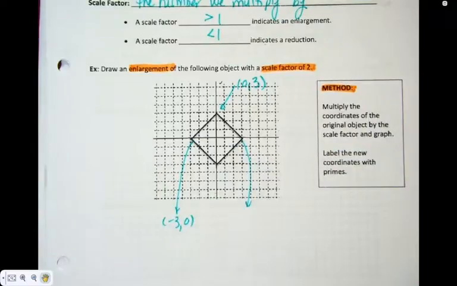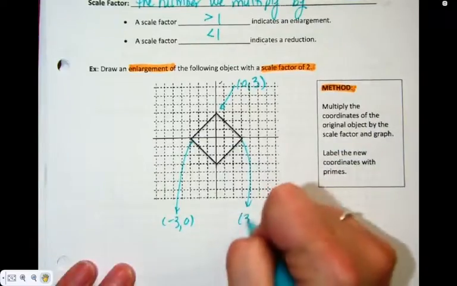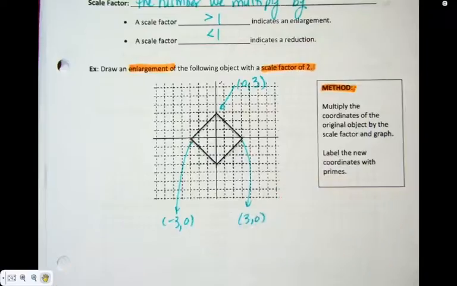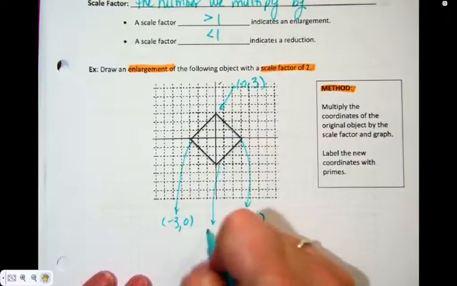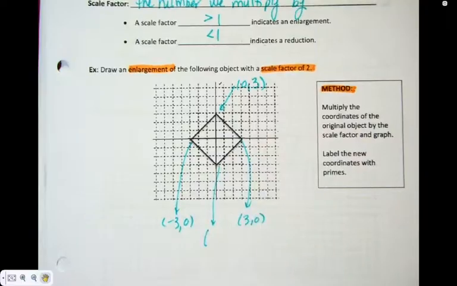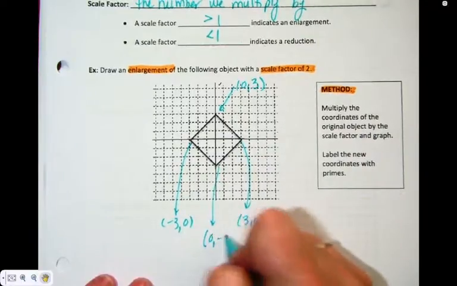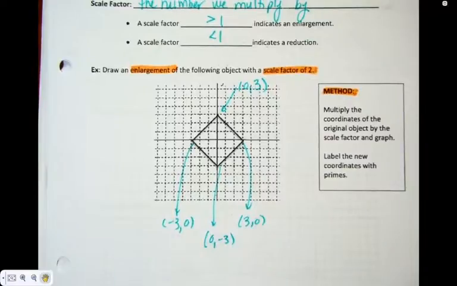The coordinate on the right: 3, 0. And the one on the bottom: 0, negative 3. So those are the original coordinates. All we need to do is multiply them by the scale factor.